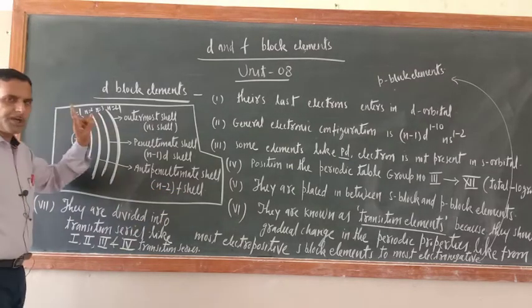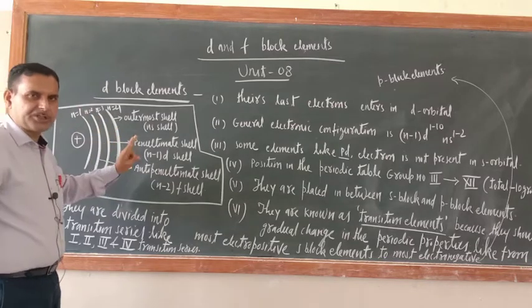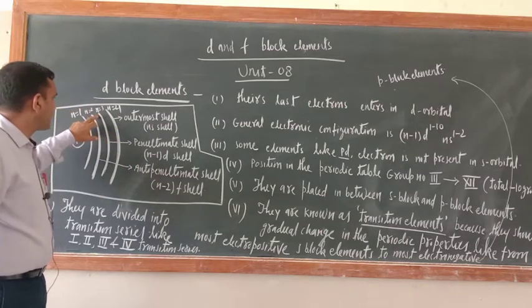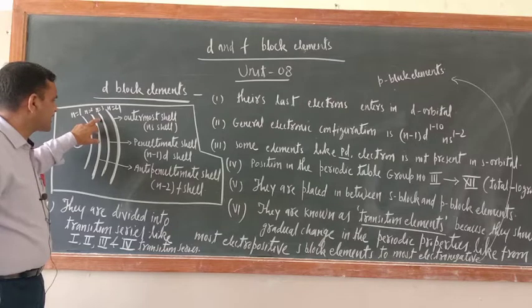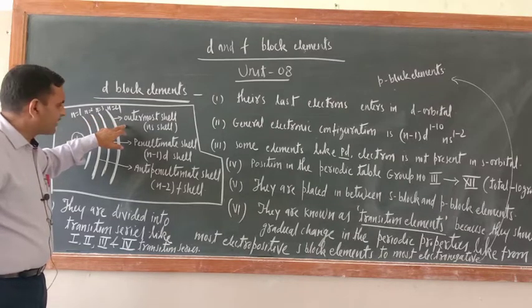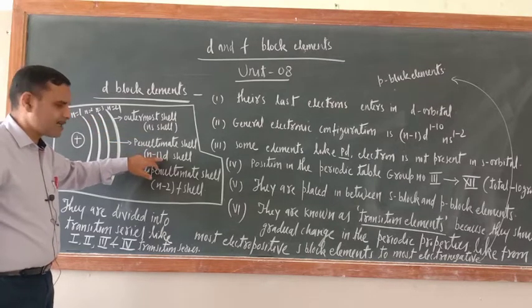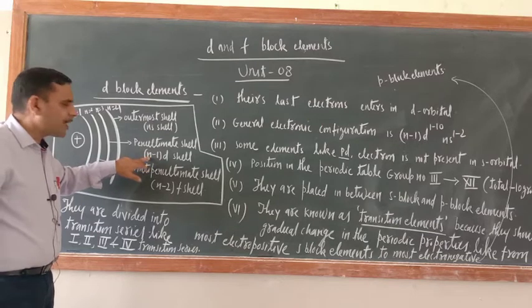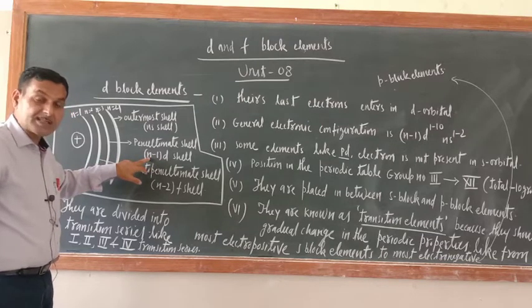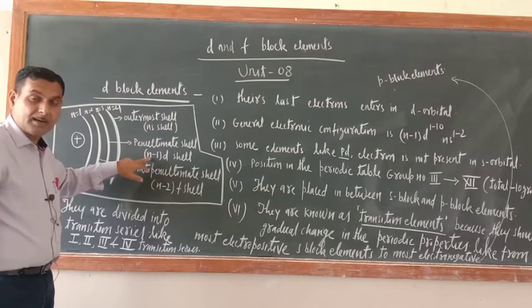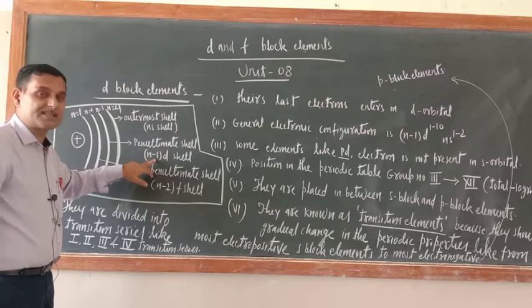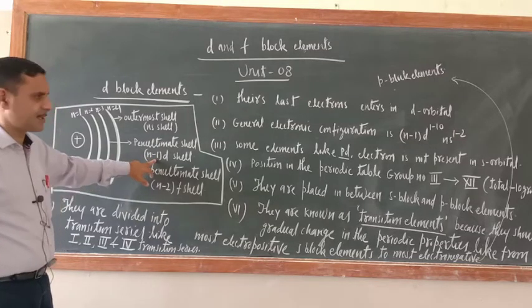So in d-block elements or transition elements, electrons are filled in this second shell from the outermost shell. That is why it is known as the (n-1)d shell. Here, n means the last shell, and n-1 means the last but one shell, that is the penultimate shell.